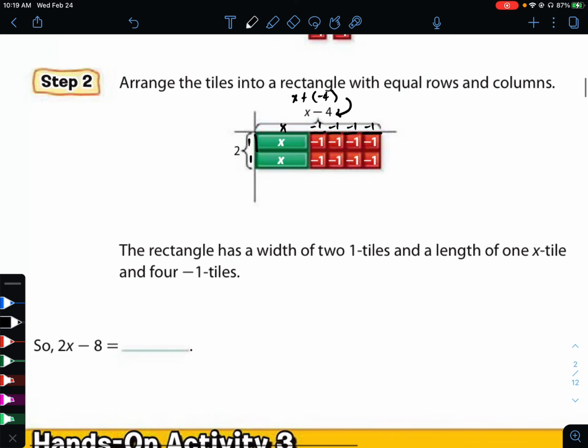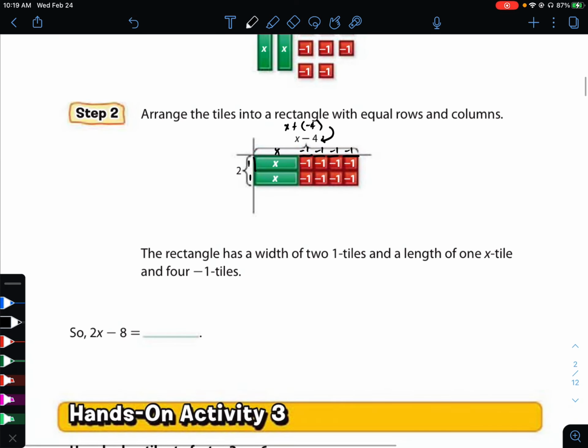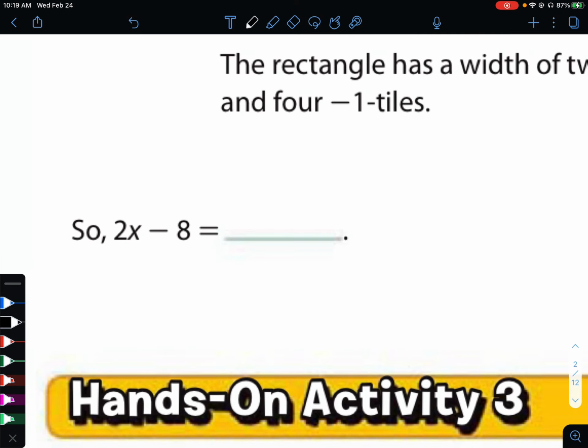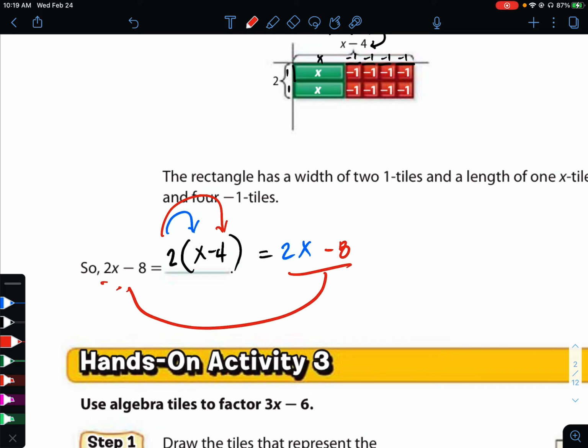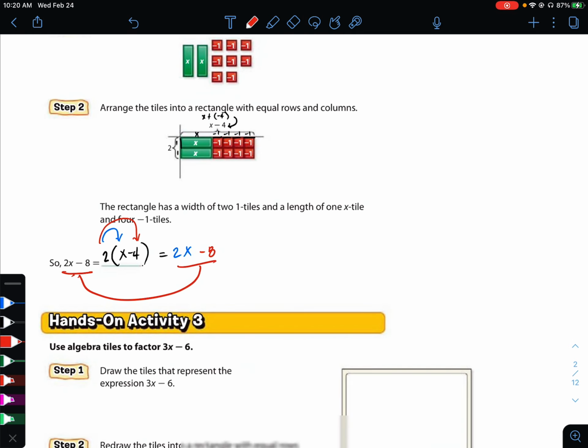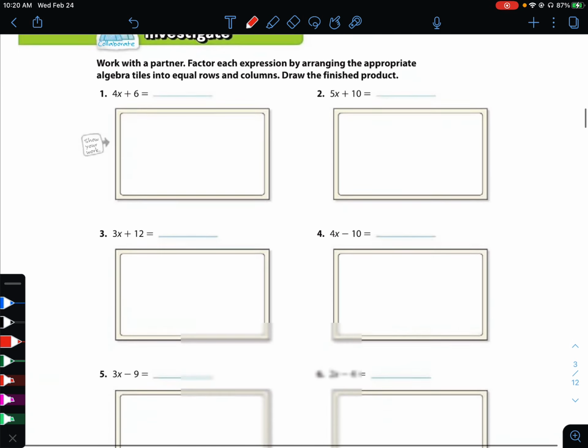So the factored form of 2x minus 8, right here. We'll get the width first, which is 2. And we are going to get the length, which is x minus 4. Now, if you notice, if I use the distributive property, this becomes 2x minus 8, which is basically the same thing right there. All right, now we've done a little bit of the algebra tiles.